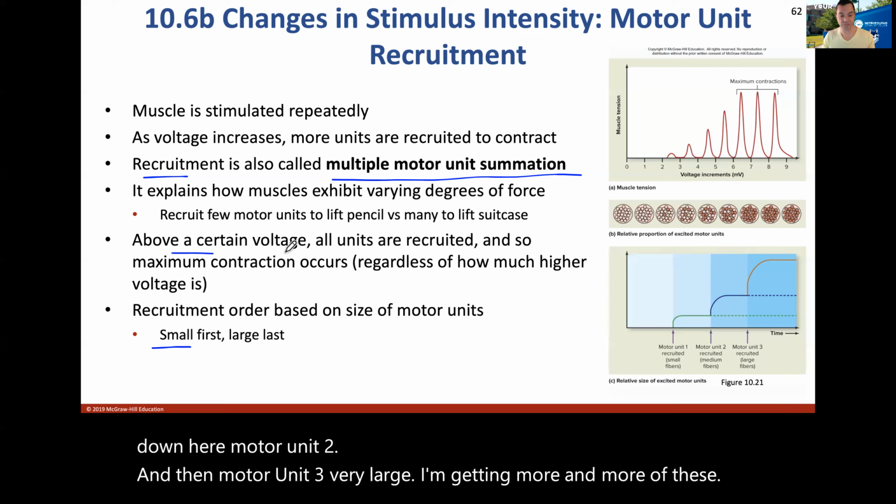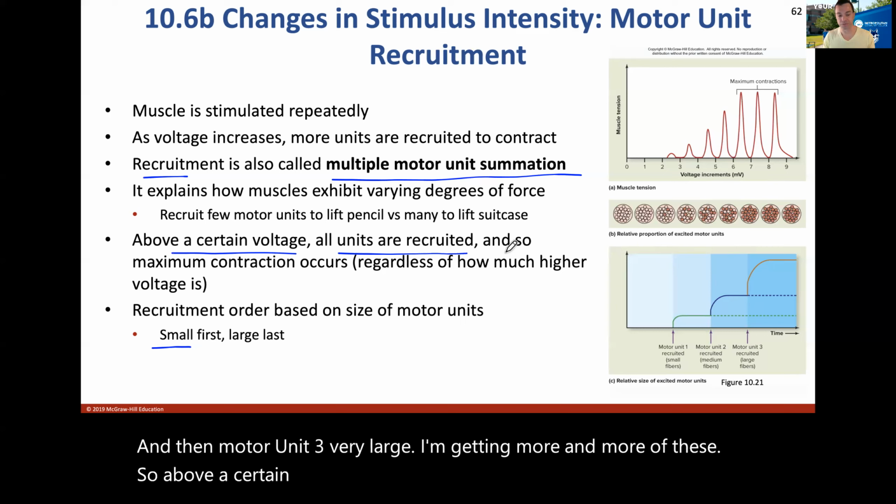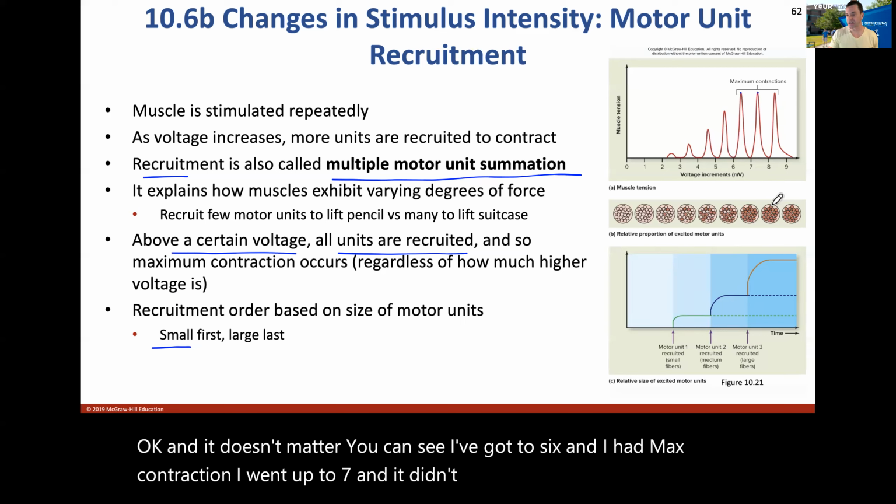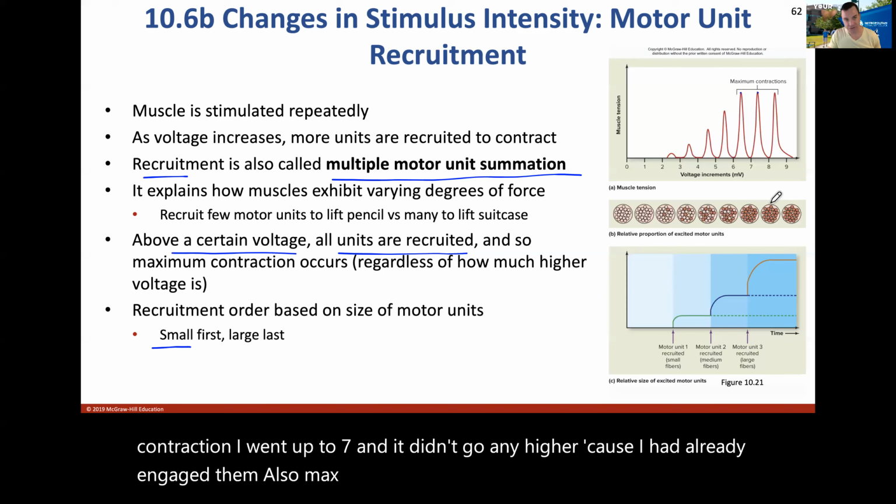So above a certain voltage, all the units are recruited. Okay. And it doesn't matter. You can see I got to 6 and I had max contraction. I went up to 7 and it didn't go any higher because I had already engaged them all. So max contraction doesn't get any more maxed.